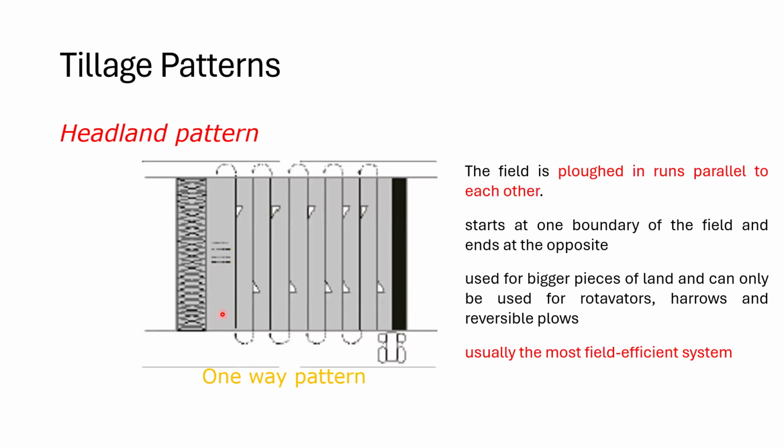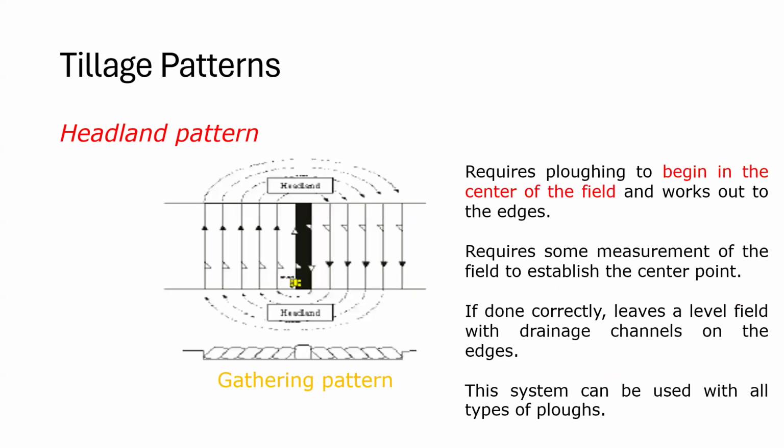It is used for bigger pieces of land and can only be used for rotavators, harrows, and reversible plows. Then this one is usually the most field-efficient system of tillage patterns. Then another subtype of headland pattern, we have the gathering pattern. So kapag gathering pattern, it requires plowing to begin in the center of the field. So nag-i-start daw siya sa center ng field and works out to the edges.